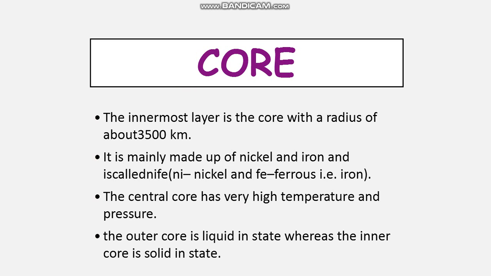Core. The core is divided into two parts, inner core and the outer core. The core has a radius of 3,500 km, including the outer and the inner core. It is mainly made up of nickel and iron and is called NIFE. Ni for nickel and Fe for ferrous, which is nothing but iron. The central core has a very high temperature and pressure. The outer core is liquid in state, whereas the inner core is solid in state.